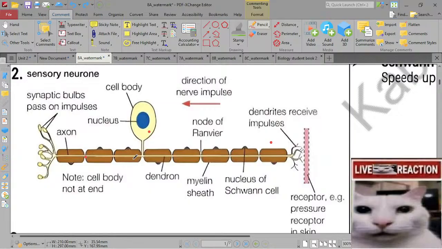So we see the cell. Okay, since we know the main parts are the cell body, the axon, and the dendron, let's look at where they are. So the cell body is kind of in the middle. Okay, cool. The axon is on the left and the dendron is on the right. That's the main thing.